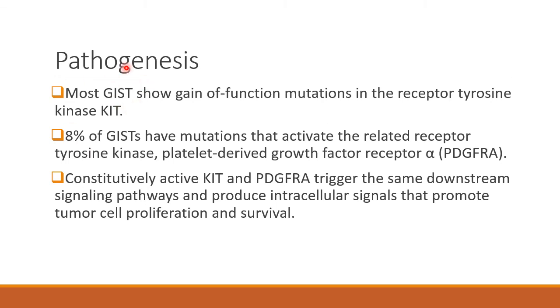Then pathogenesis. So most GIST show gain of function mutation in the receptor tyrosine kinase, that is the KIT, and some people have mutations that activate the related receptor tyrosine kinase, that is platelet derived growth factor receptor alpha, PDGFRA. So constitutively active KIT and PDGFRA trigger the same downstream signaling pathway, and that ultimately leads to the intracellular signals that promote the cell proliferation and survival.